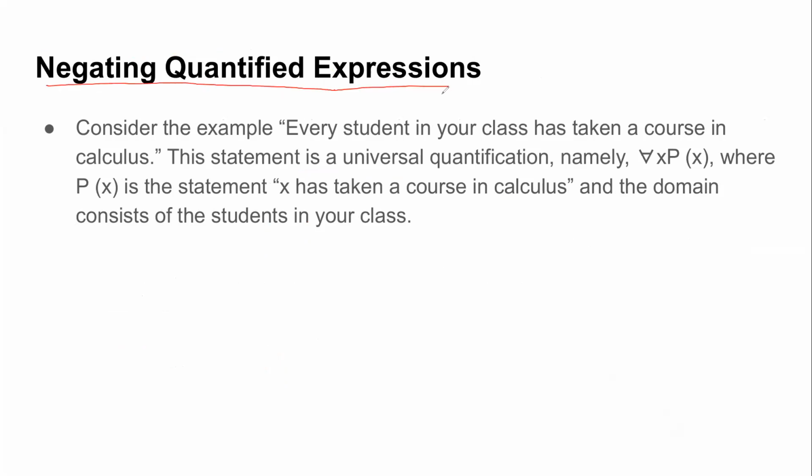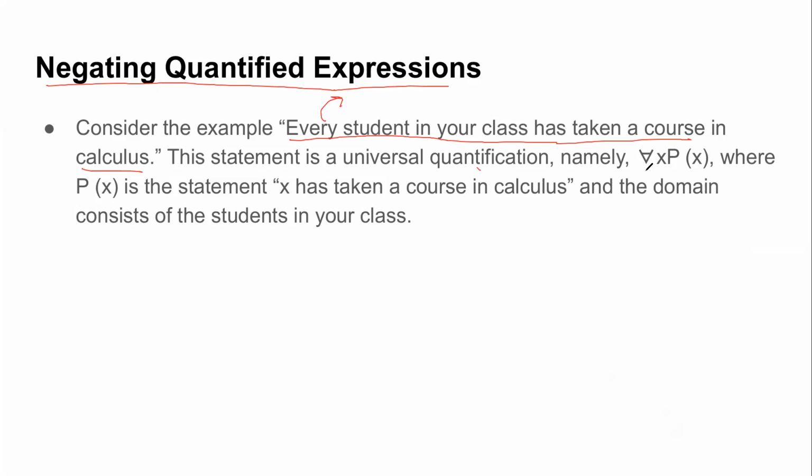So moving on to the last aspect of predicate logic, which is what happens if we negate the quantified statements. Let us start with an example. Consider this example: every student in your class has taken a course in calculus. Normally predicate statements can be written in simple English, so I have this simple English statement. Every student in your class has taken a course in calculus. We can see that it's a universal quantification because it says that every student is taking some course, right?